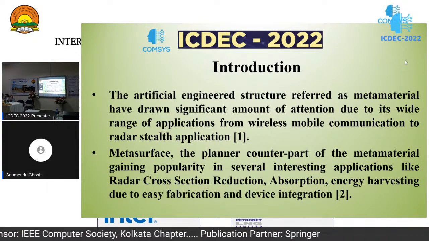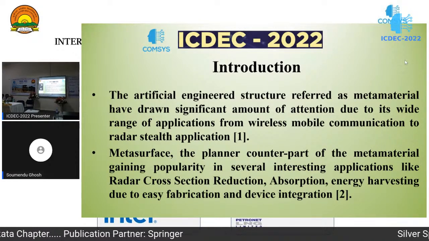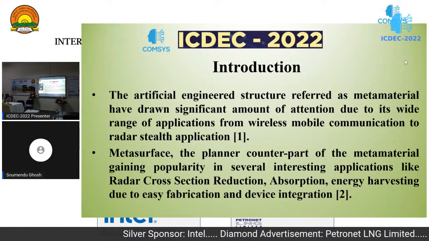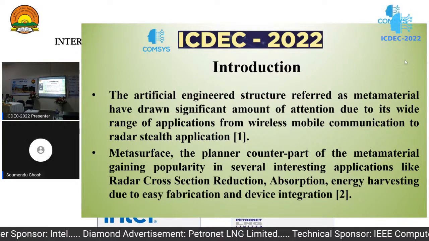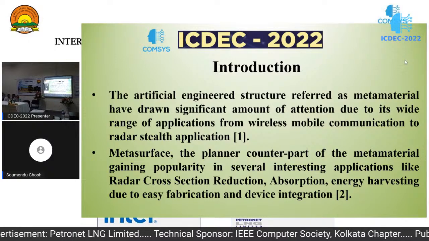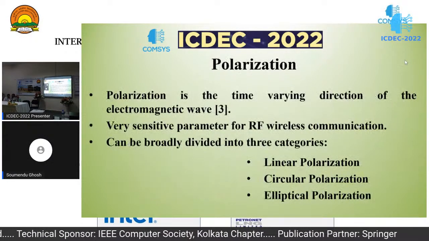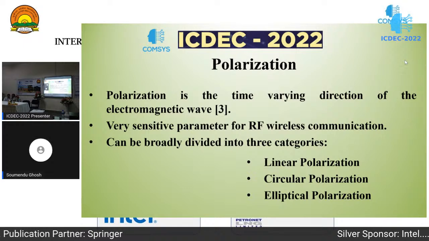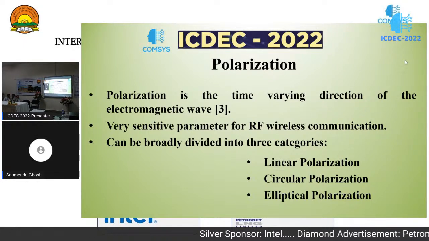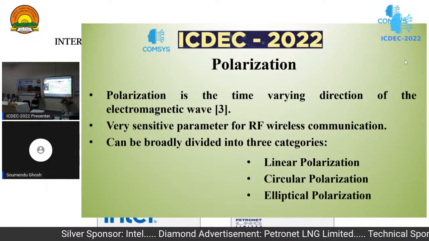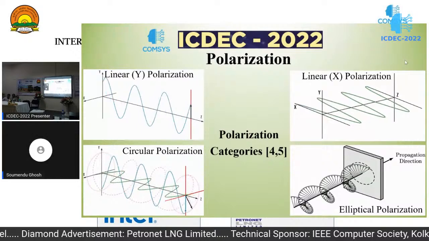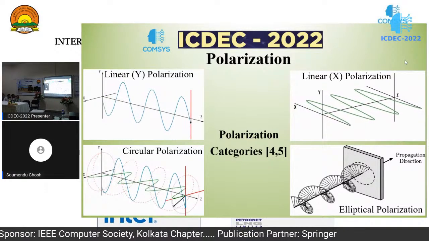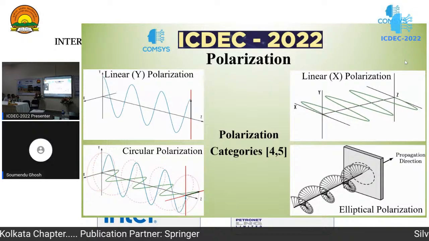Initially, what is a metamaterial? It is an engineered structure which has a wide range of applications. And nowadays, the 2D counterpart of the metamaterial, the metasurface, is gaining popularity due to several applications like energy harvesting, absorption, and polarization transformation. But first, before going to polarization transformation, what is polarization? We know that polarization is a very sensitive parameter and is normally divided into three categories. First, linear polarization, which can be divided into x-polarized and y-polarized linear polarization. Then circular polarization, and another term, elliptical polarization.